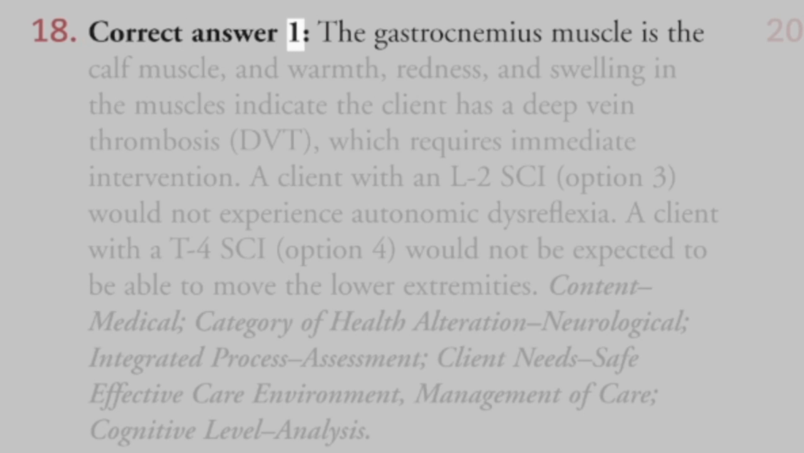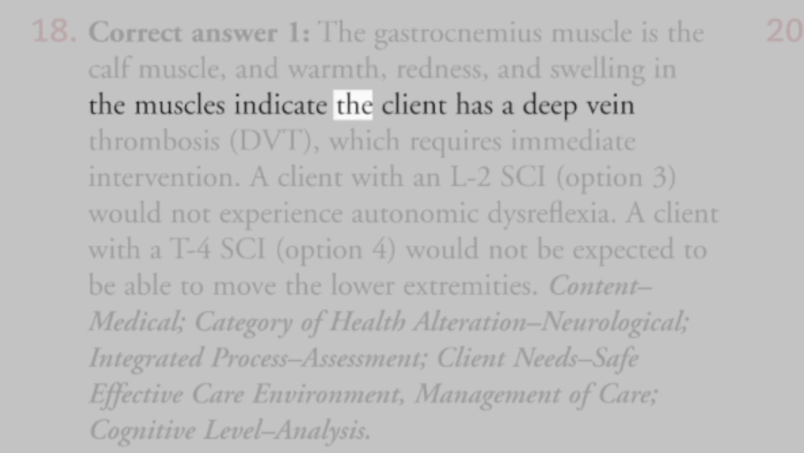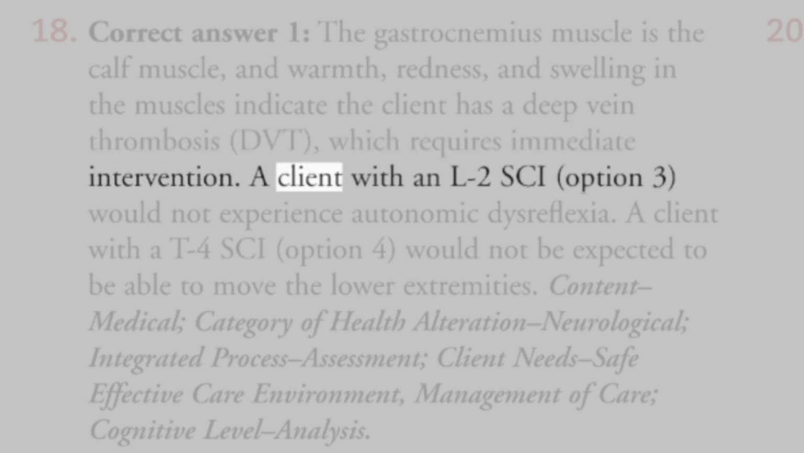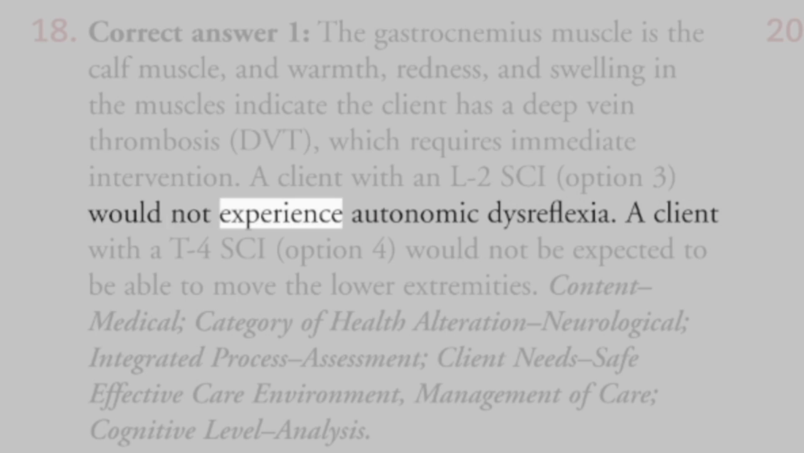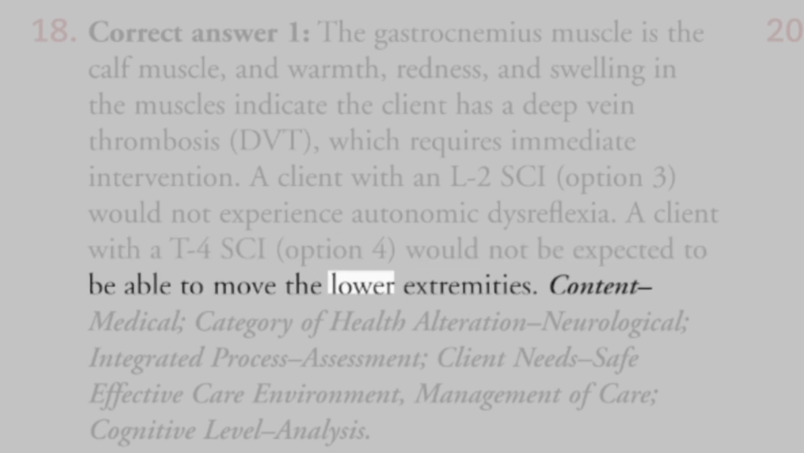Correct answer 1. The gastrocnemius muscle is the calf muscle, and warmth, redness, and swelling in the muscles indicate the client has a deep vein thrombosis, DVT, which requires immediate intervention. A client with an L2 SCI, option 3, would not experience autonomic dysreflexia. A client with a T4 SCI, option 4, would not be expected to be able to move the lower extremities.